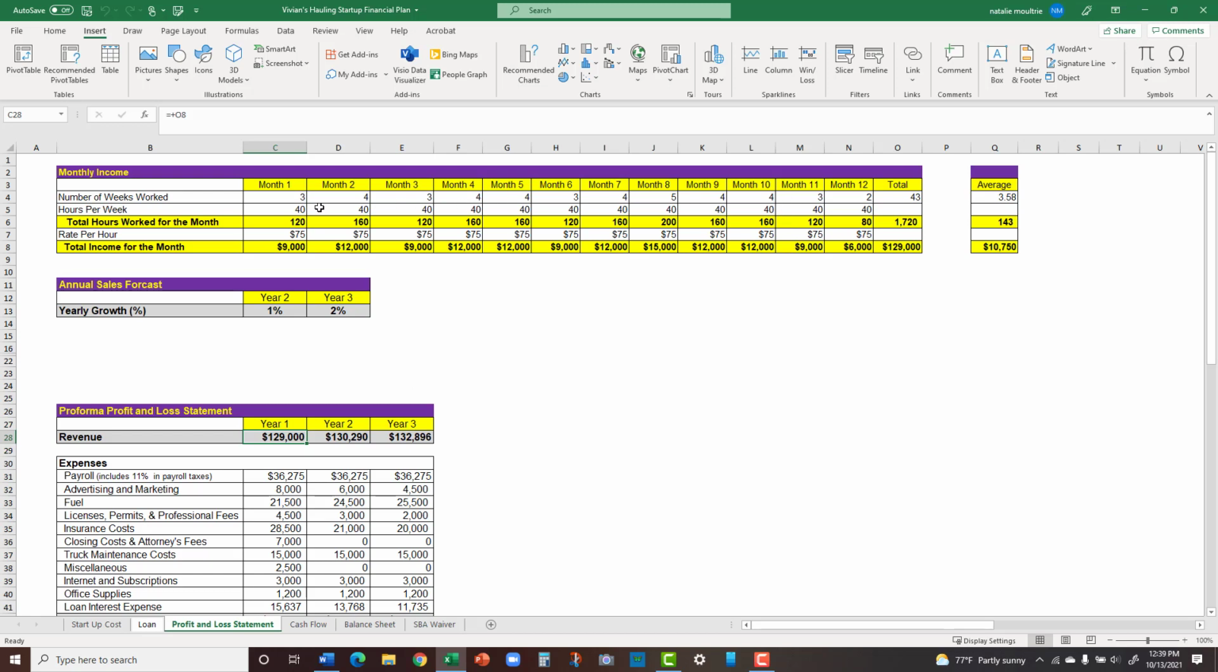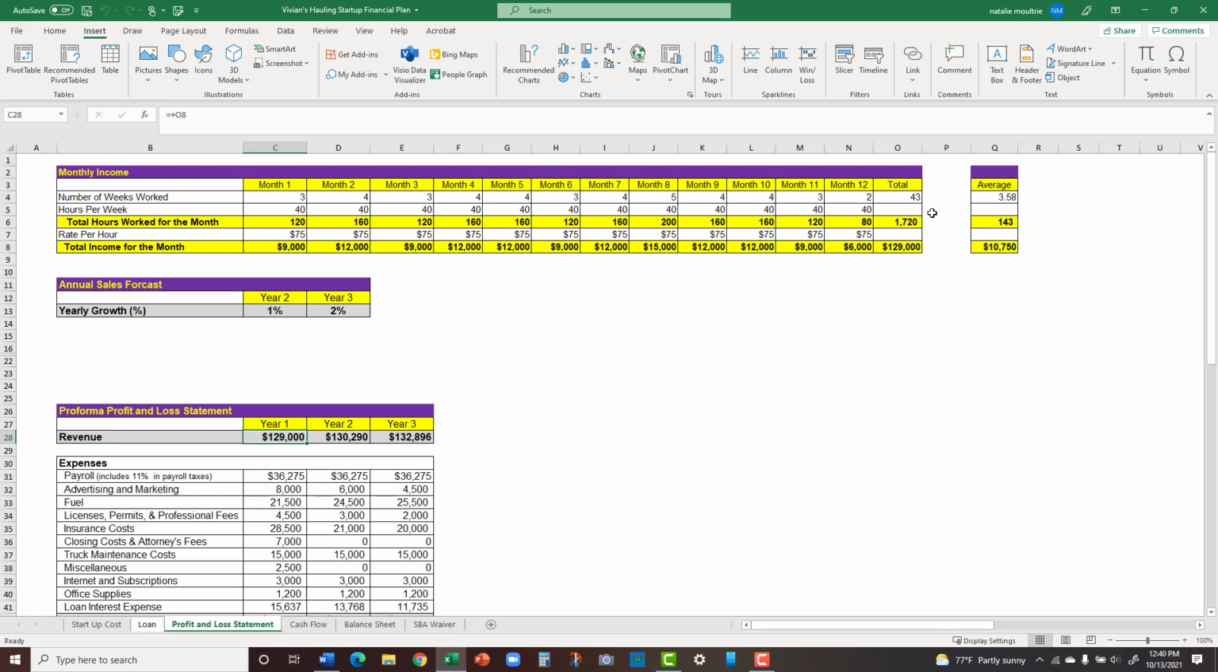So what I decided to do is break down by month how often I anticipate that the truck will run. Here, for example, for the first month, I indicated it'll run 3 weeks. The second month, 4 weeks out of the month. And then all the way through, we got a total of 43 weeks we're saying the truck will run out of 52 weeks.